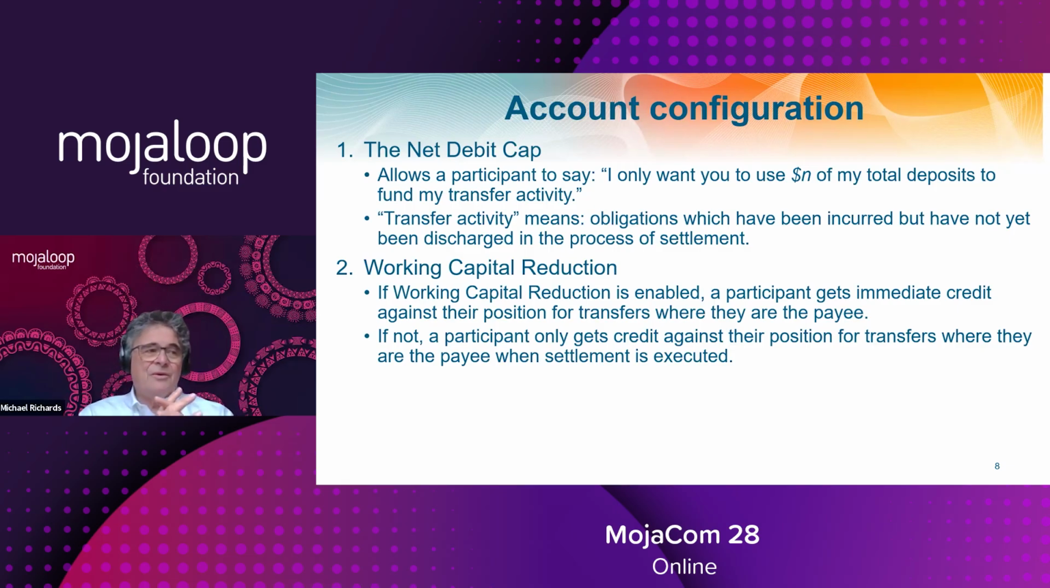Second, there's the question of working capital reduction. Now, this is something which happens at the moment in any case in the Mojaloop system. What we say at the moment is when a payment is complete, the payee DFSP, the DFSP which was the creditor in that payment, can make use of those funds to fund its activities. So it gets a direct credit for that against its position.